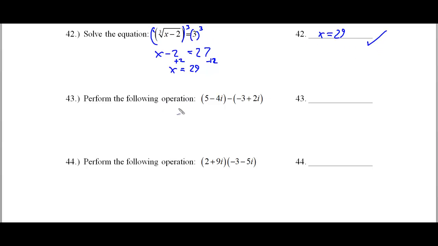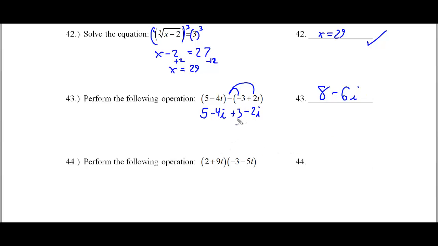Now what we're going to do is we're going to perform some following operations using the imaginary number i. Now 43 and 44 are really great to do back to back, because this, 43, is not a FOIL problem. It is a subtraction problem. So you're going to write out 5 minus 4i, distribute the negative, to make 3 minus 2i. So you combine your whole numbers, 8. You combine your imaginary numbers, minus 6i.